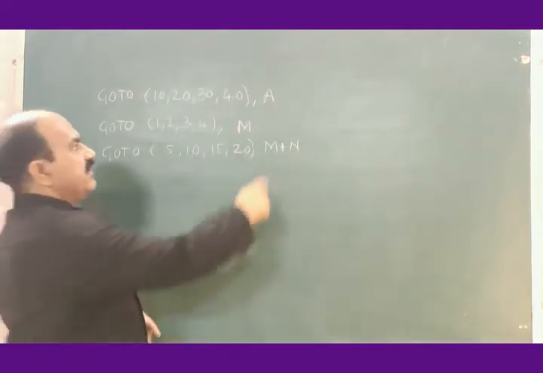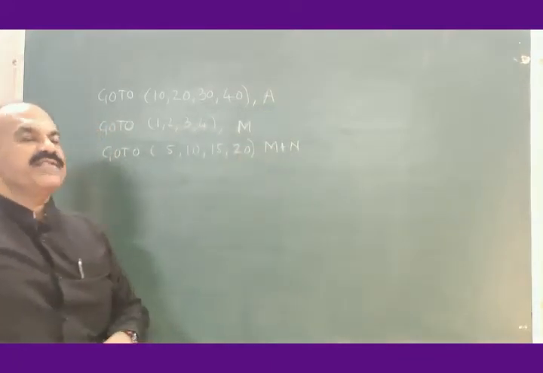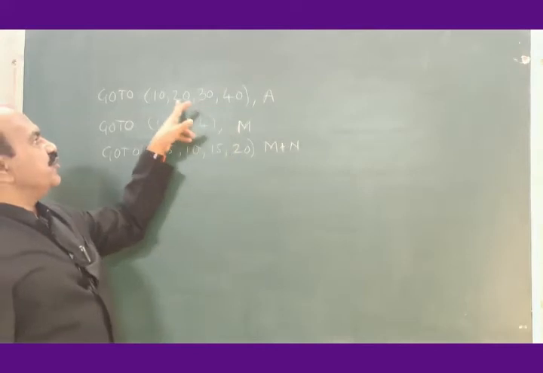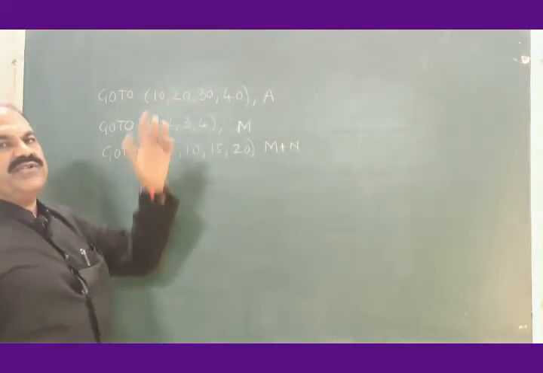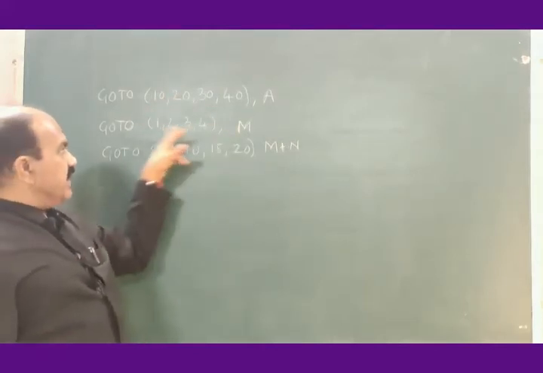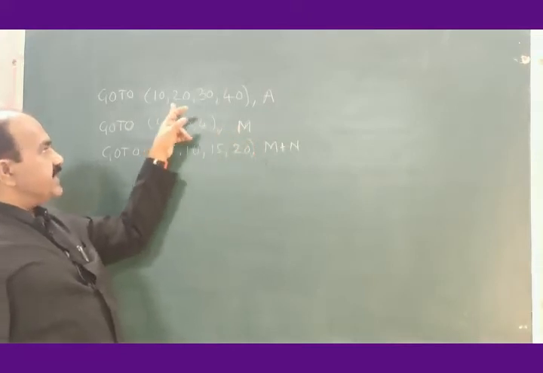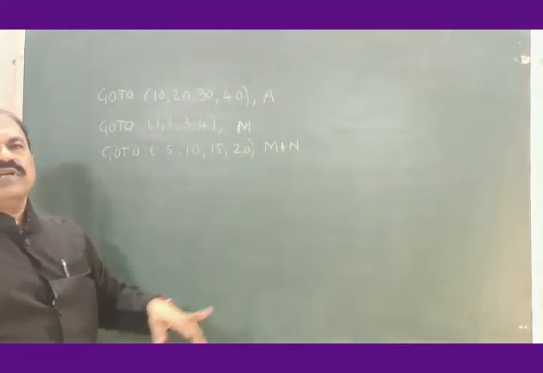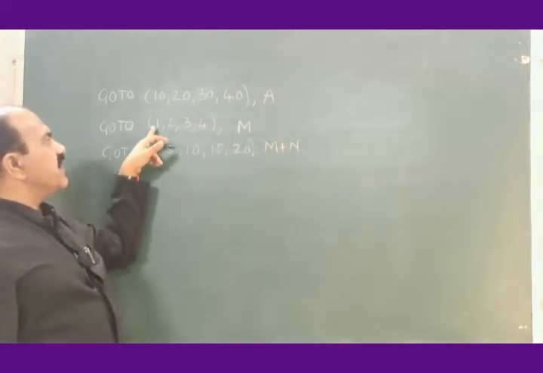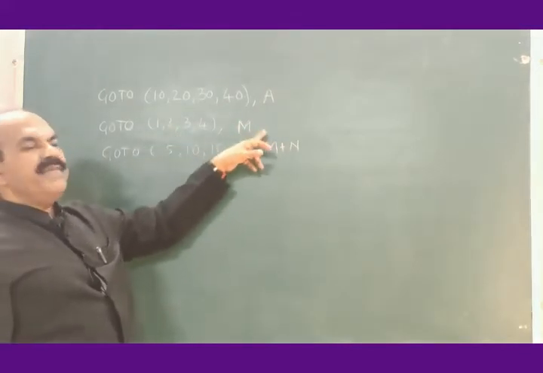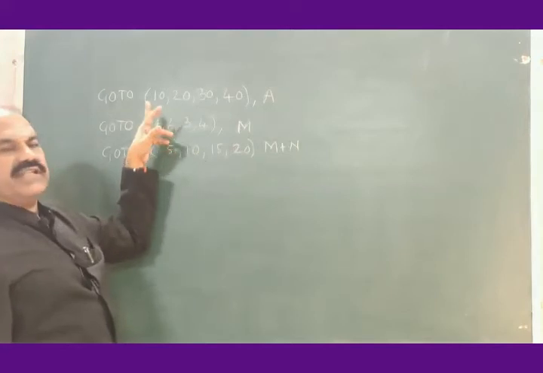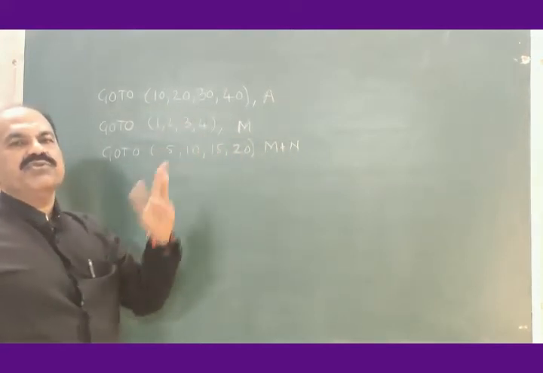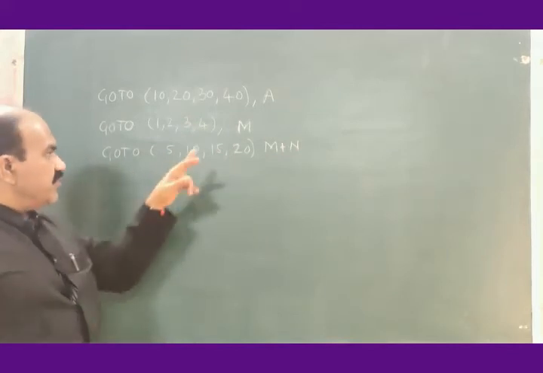If A is 1, control is transferred to the statement with statement number 10. If A is 2, it is transferred to this statement, and so on. The same is true here. The statement numbers are, instead of 10, 20, etc., 1, 2, 3, 4. If M is 1, control is transferred to this statement. If M is 2, control is transferred to this statement. If M is 3, control is transferred to this statement, and so on. Come to the third example.